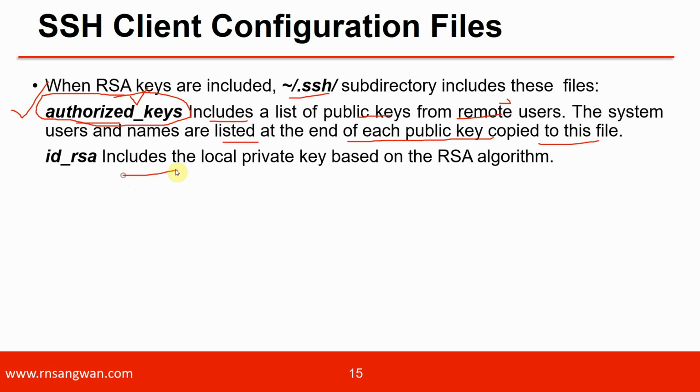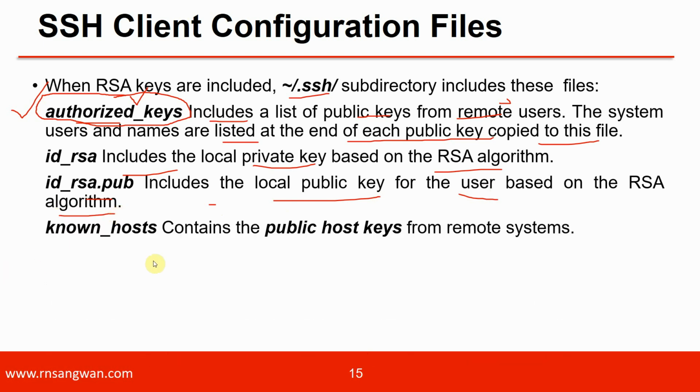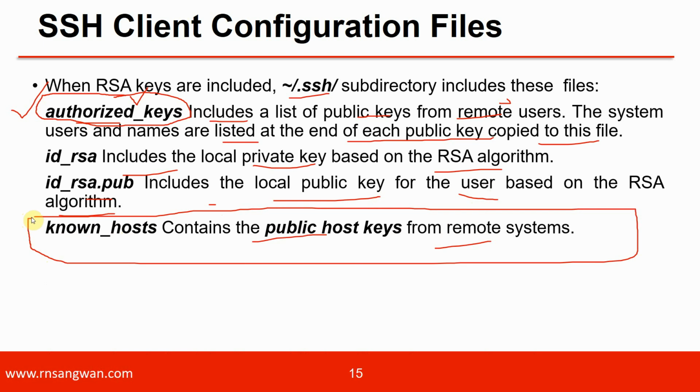id_rsa includes the local private key based on the RSA algorithm. id_rsa.pub includes the local public key for the user based on the RSA algorithm. known_hosts contains the public key from the remote system, and this by default does not exist. This will be created when you connect to a remote machine for the first time, because the first time you try to connect to the remote machine, you will be shown a warning. Once you accept that, this file will have the host name added, and in subsequent connections you will not be asked and no warning will be displayed.